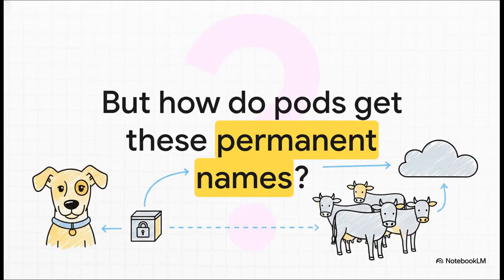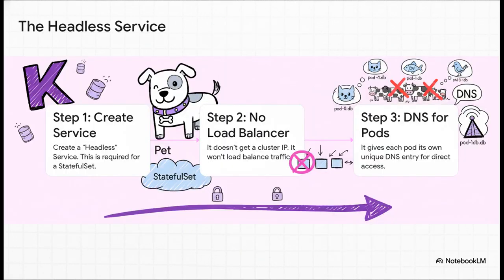Okay, but you might be wondering, how does this naming magic actually work? It doesn't just happen on its own. It needs a very specific partner, a helper object, working right alongside the StatefulSet. The secret sauce here is something called a headless service. Now, a normal service gives you one single IP address to balance traffic across all your pods. A headless service, well, it doesn't do that. It has no IP of its own.